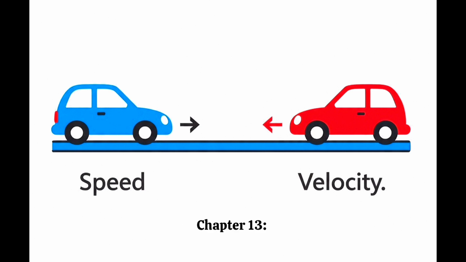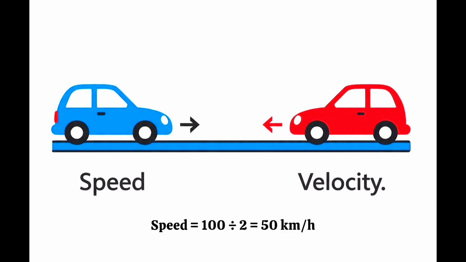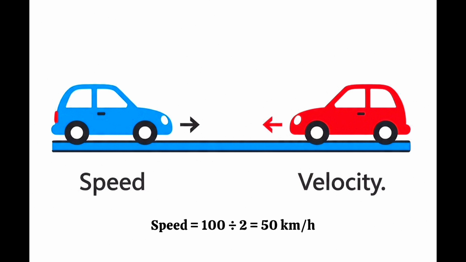Chapter 13. Quick questions for practice. 1. You drive 100 kilometers in 2 hours. What's your speed? Speed equals 100 divided by 2, equals 50 km/h. 2. You go 50 kilometers east and return 50 kilometers west in 2 hours. Speed equals 100 divided by 2, equals 50 km/h. Displacement is 0, so velocity is 0.